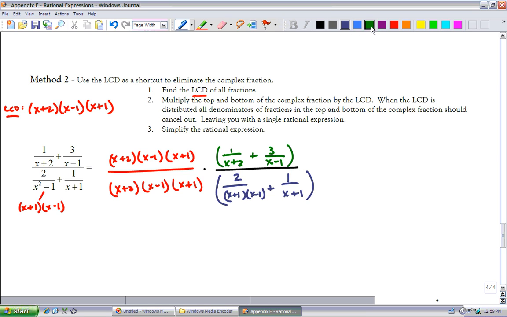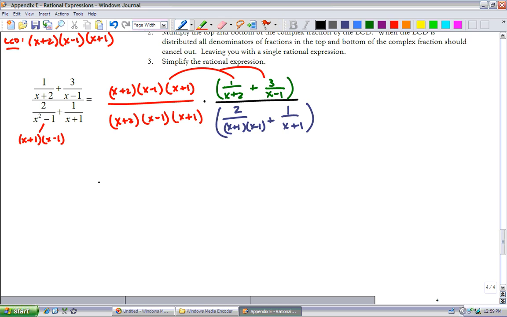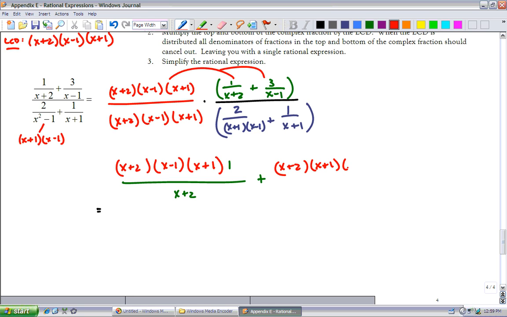Now, what you have to understand is we're going to multiply our least common denominator to the numerator. And when I do, I've got to distribute it to the tops of these fractions. So what I'm going to end up with here is x plus 2 times x minus 1 times x plus 1, all multiplied to that 1 over x plus 2. Then I have to multiply the same thing, x plus 2, x plus 1, x minus 1, and that's all going to be multiplied to the 3 over x minus 1.